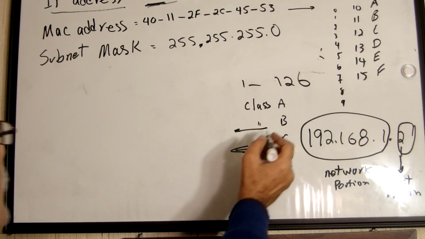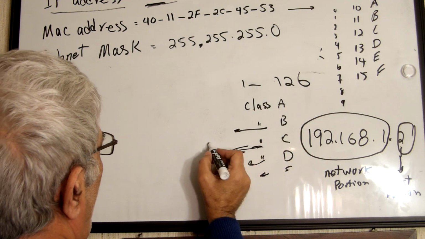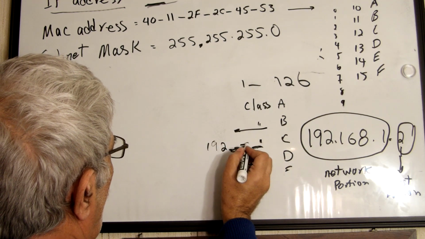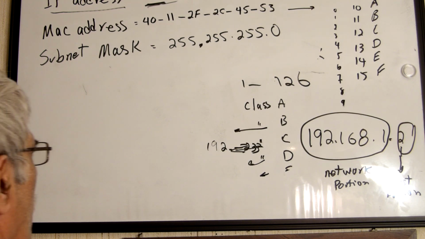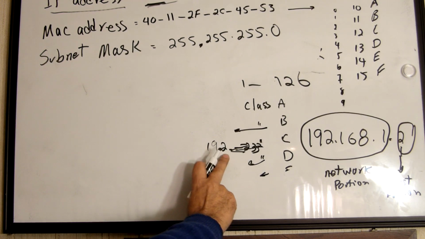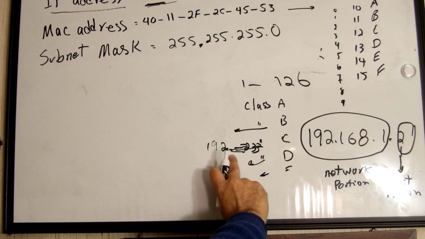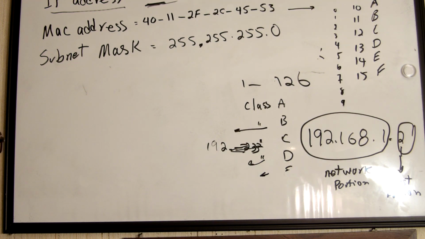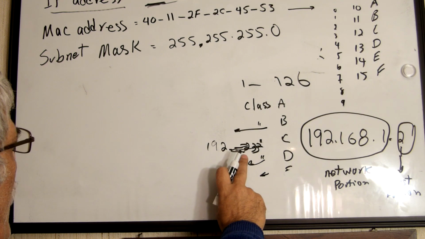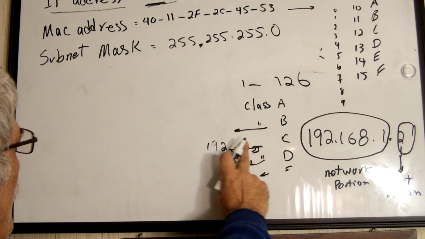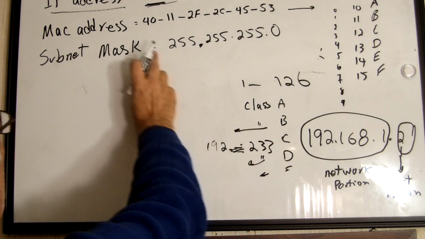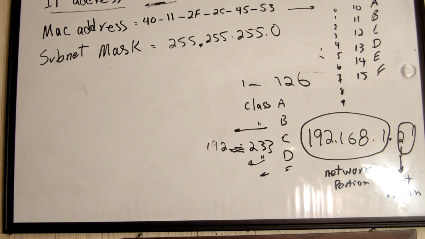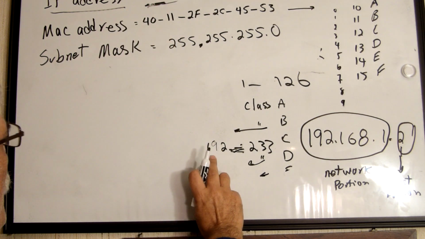Class C. You know that from 192 to 233 it was class C. This one actually plus 31, we add to this one, 233. So class C is from 192 to 233. So this must be class C, because it started from 192.